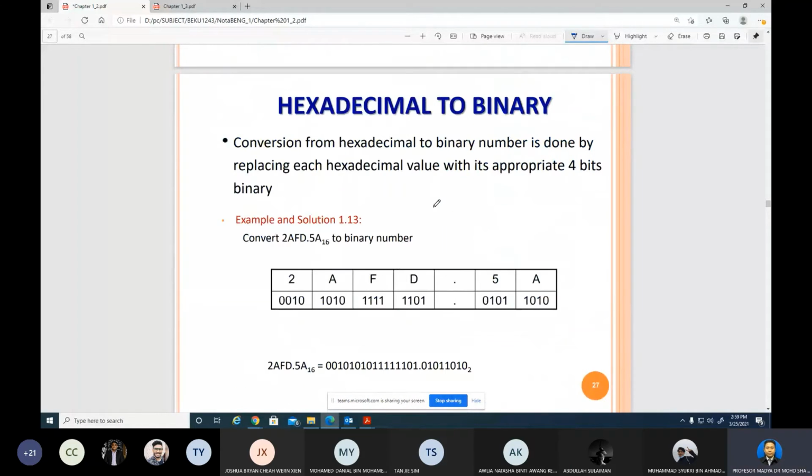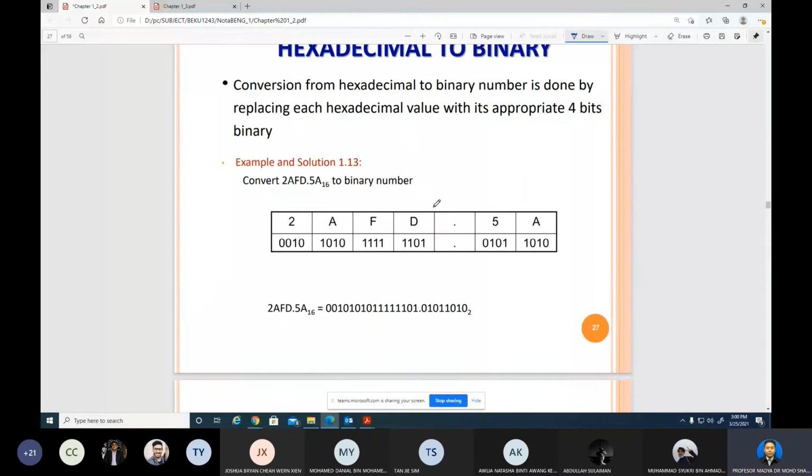Okay, so this is hexa to binary. That means, for example, this is another example. For binary, you can divide by 4, and divide by 4, and then you can do it like this. For example, you bring it like this: this one 2, one A, one F, one D. And then similar for the decimal point, 5 and A, and then convert into binary.